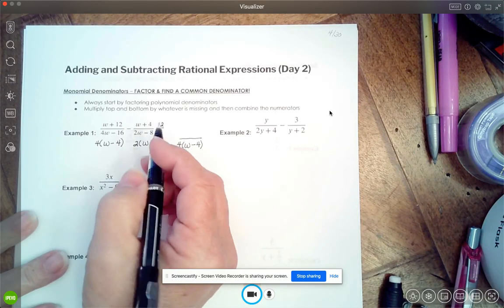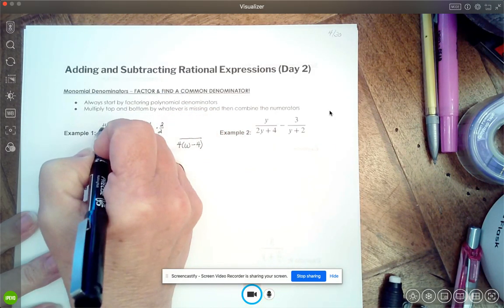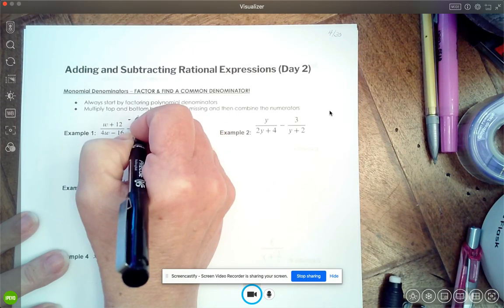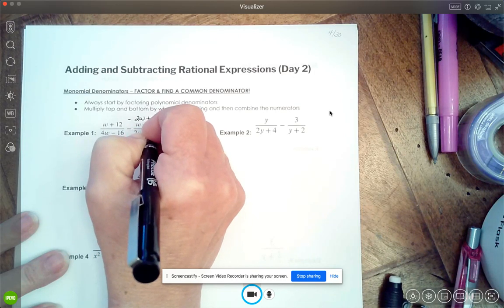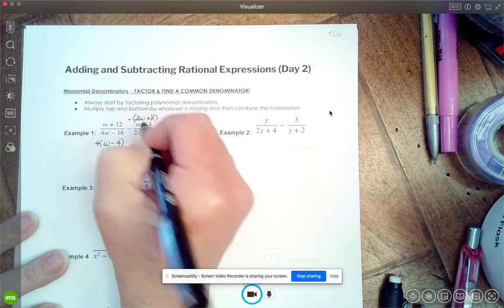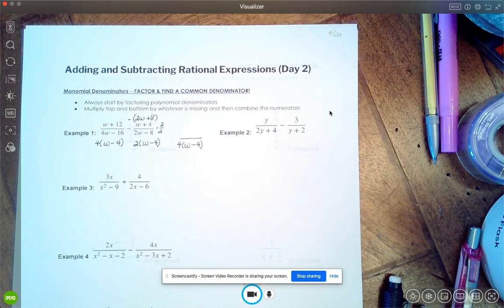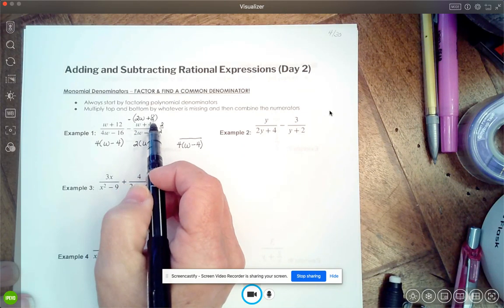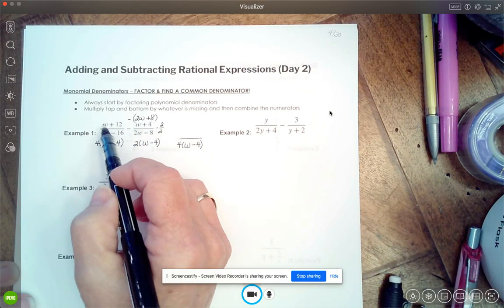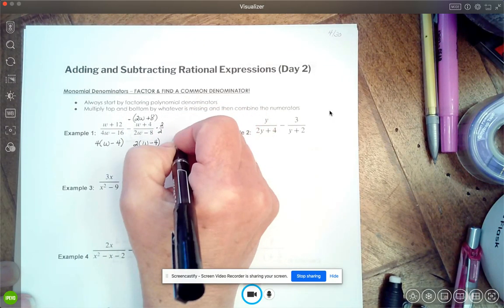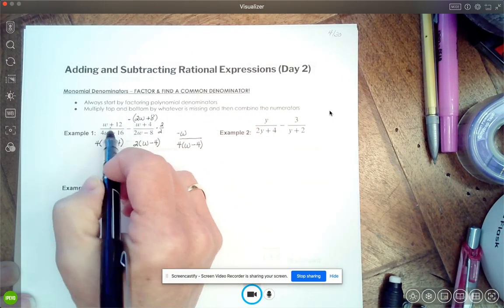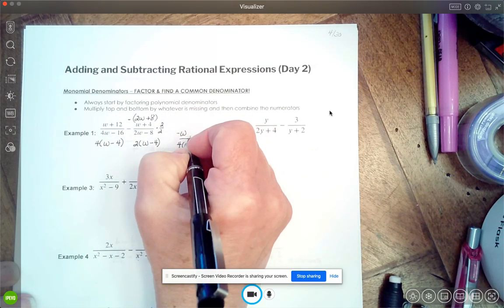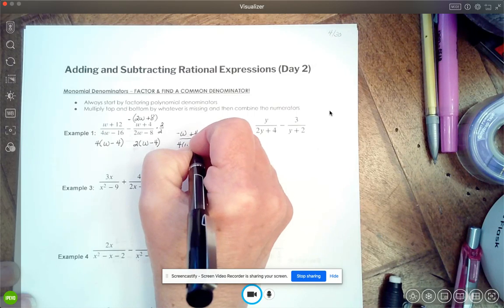So what I can do now is I have a w plus 12, and then I'm subtracting 2 times w, which is 2w plus 8. I need to remember that if I'm subtracting, I need to distribute the negative to both the 2w and to the 8. So I have w minus 2w, which is negative w, and 12 minus 8. 12 minus 8 is a positive 4.